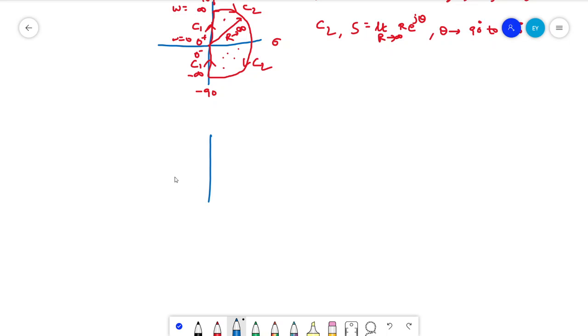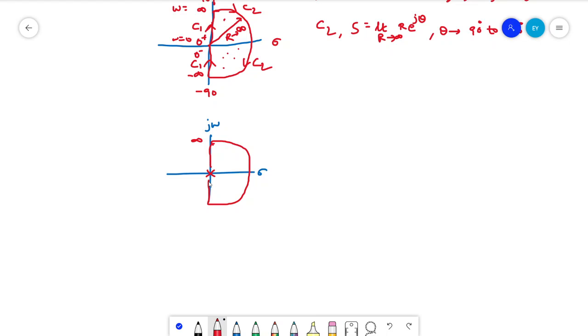So let us draw sigma plus j omega, and if any pole is there at the origin, that is undefined for the given contour. So the contour won't touch that particular pole. It will start after the pole, then it will tend to infinity, and a similar path will be followed as the previous path, and again it will come till infinity.